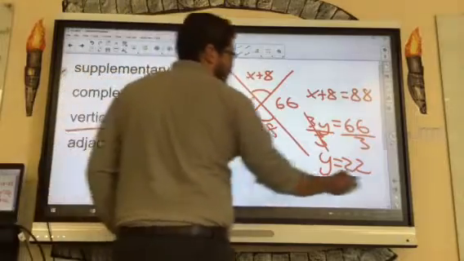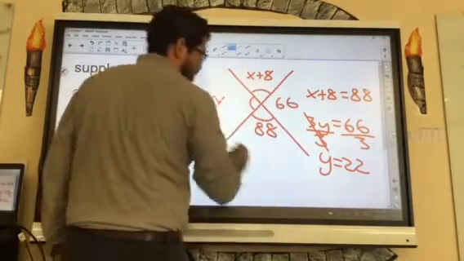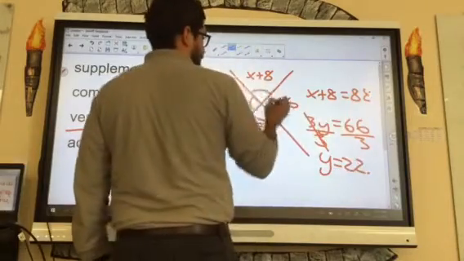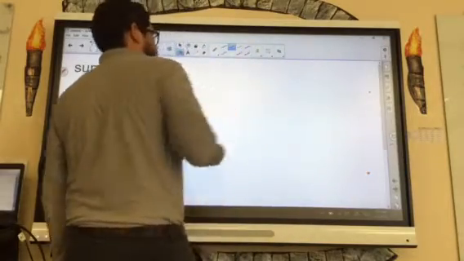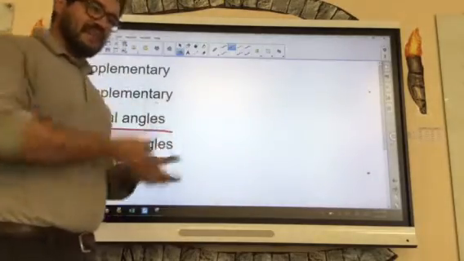Adjacent angles, they're not going to really make you solve anything. They'll probably just ask you which one of these angles are adjacent angles. Okay, I'm trying to erase this, and it'll work now. There you go. All right, so adjacent angles are just angles that are next to each other. The word adjacent means next to.